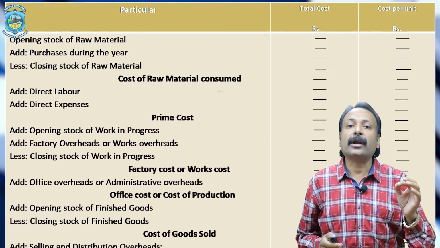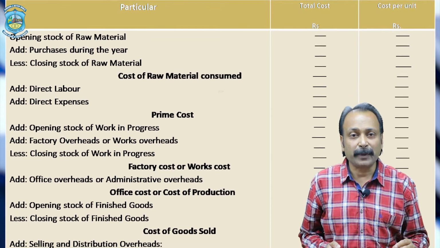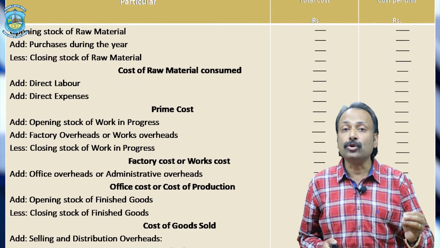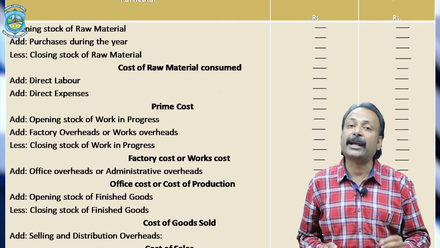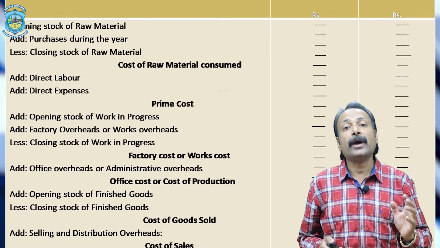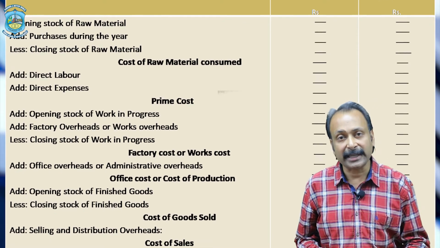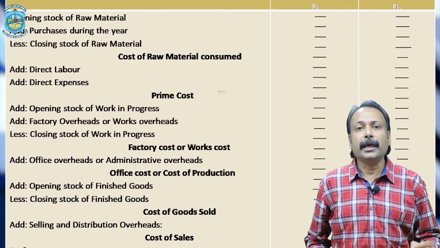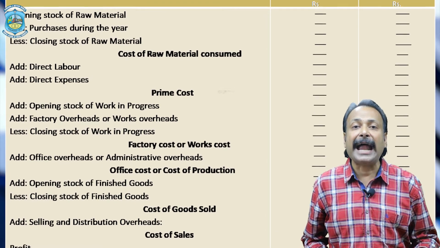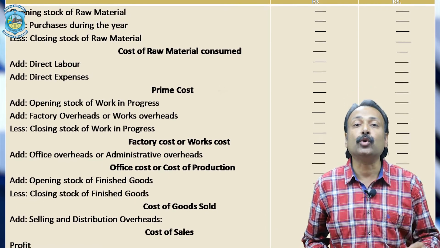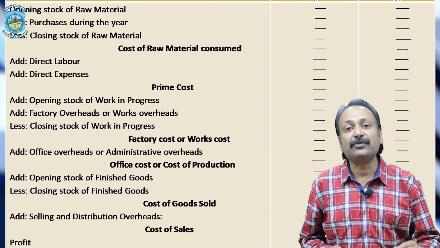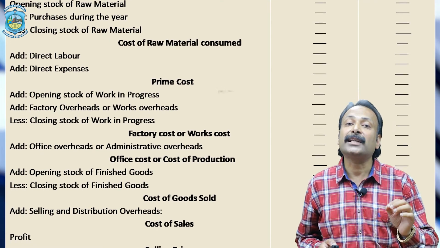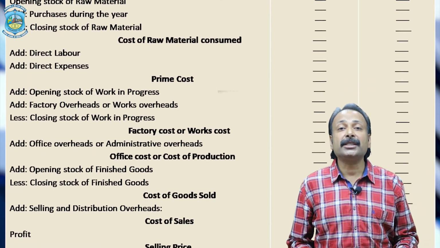To factory cost or works cost, we are going to add office expenses or administrative expenses or office on cost or administrative on cost to know the office cost or cost of production. After getting office cost, we are going to add opening stock of finished goods and deduct closing stock of finished goods to know the cost of goods sold. To cost of goods sold, we are going to add selling and distribution expenses to know the cost of sales. To cost of sales, we are going to add the amount of profit to know the selling price or the total sales. When is this type of cost sheet required?